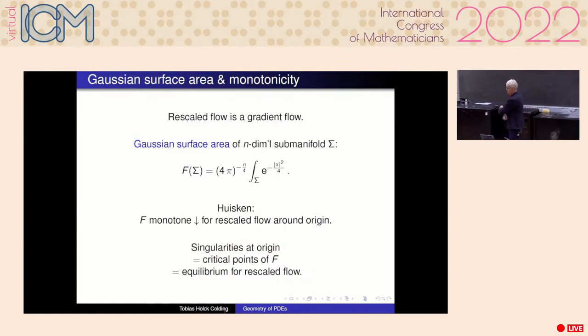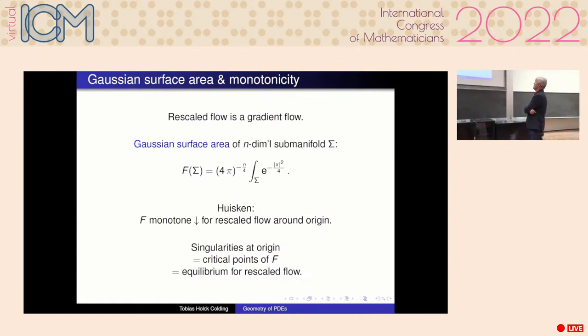The rescale flow you can think about in another way also. The rescale flow is another infinite dimensional gradient flow. It's an infinite dimensional gradient flow for the Gaussian surface area. So the Gaussian surface area, that has appeared also in theoretical computer science and various other areas, is where you take a Gaussian and you take a submanifold and you integrate the Gaussian over the submanifold.